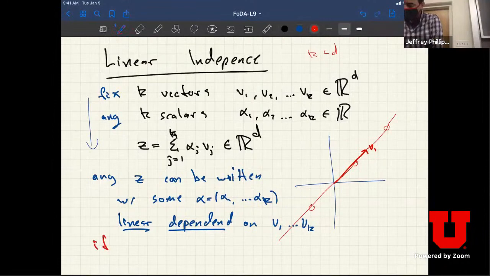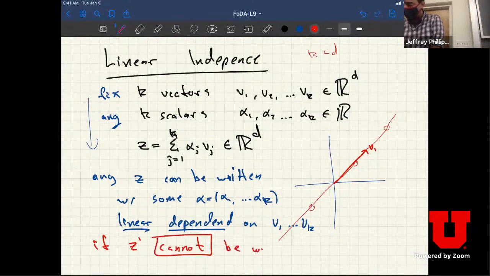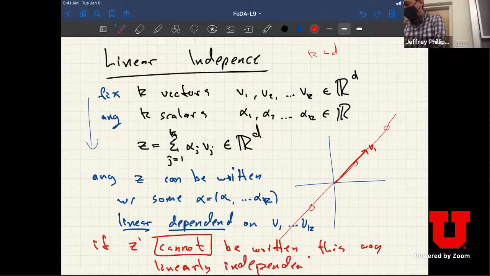Okay, and if Z prime cannot be written this way, then it is linearly independent. So if it cannot be written in this way, then this is what's called a vector which is linearly independent of these vectors, V1 through Vk.